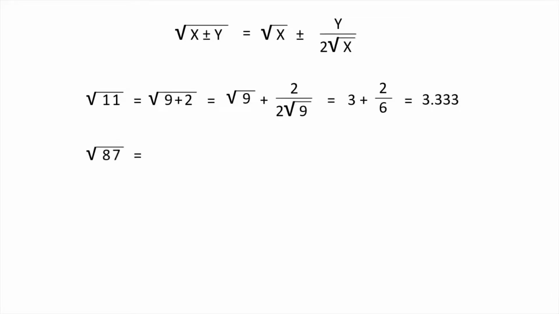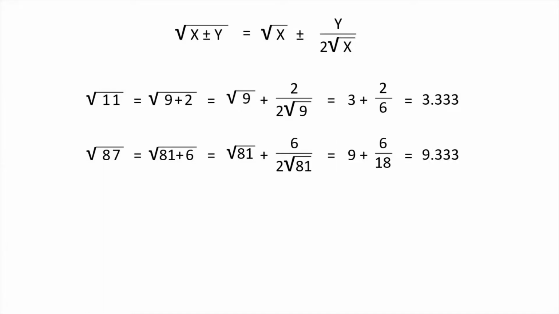We will take another example. Suppose you want to find the square root of 87. I can write 87 as 81 plus 6. So my x becomes 81 and y is 6, and 81 is a perfect square. If I substitute in the formula, it comes as root 81 plus 6 upon 2 into root 81 again. So that is 9 plus 6 upon 18. If I calculate this, it comes as 9.333.